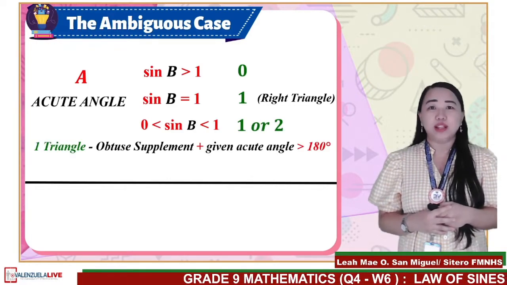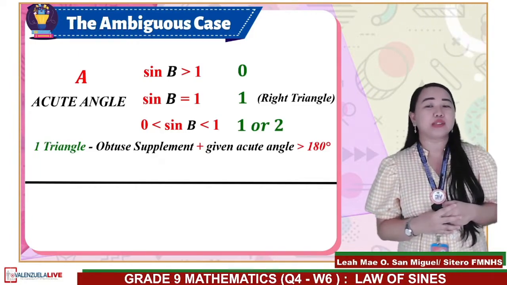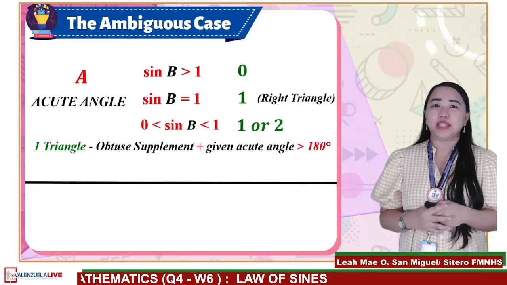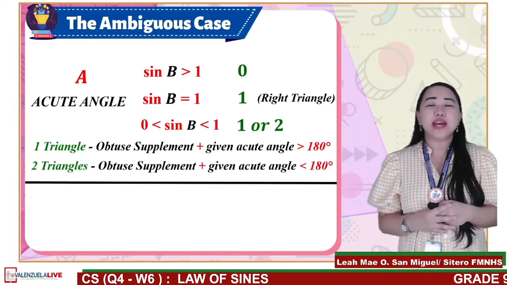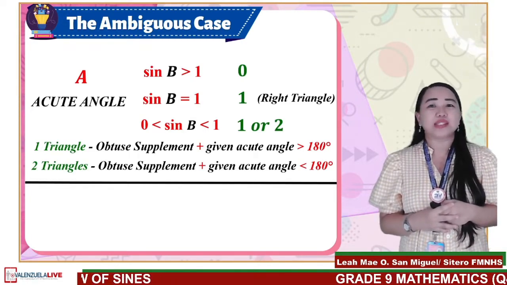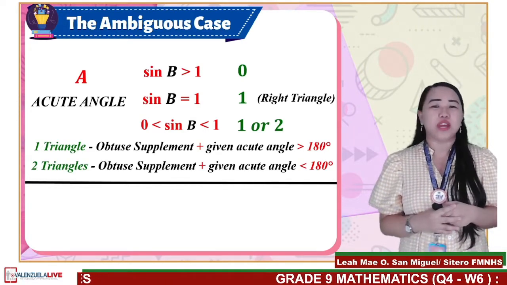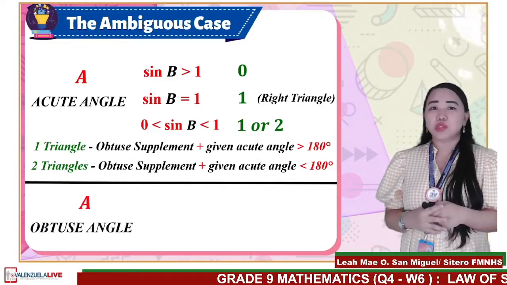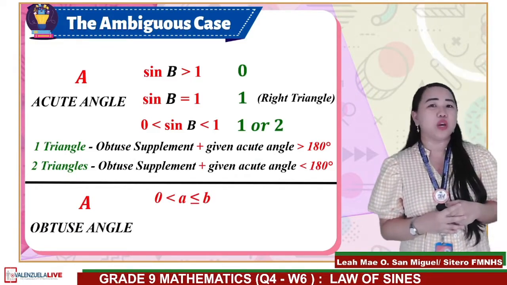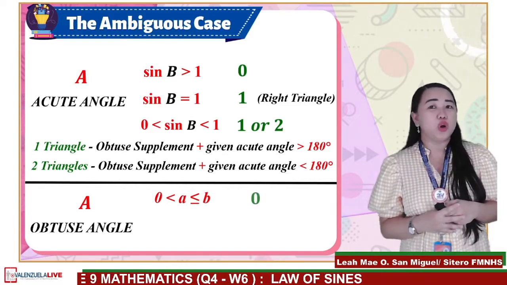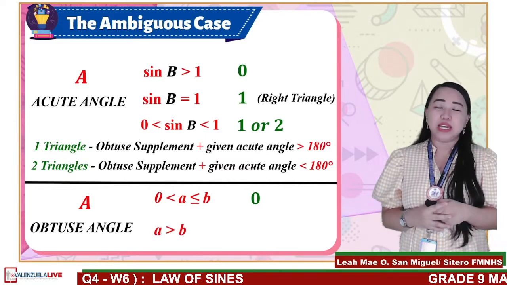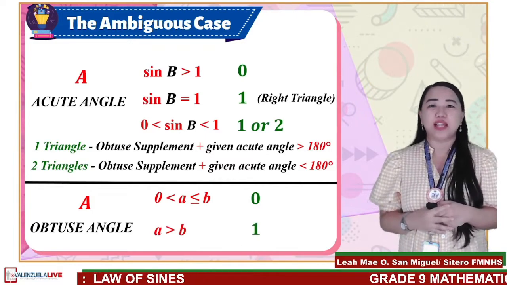One triangle if the obtuse supplement plus the given acute angle is greater than 180 degrees. And two triangles if the obtuse supplement plus the given acute angle is less than 180 degrees. In a given obtuse angle, if A is greater than 0 but less than or equal to B, then there is no triangle existing. But if A is greater than B, then there is one triangle existing.